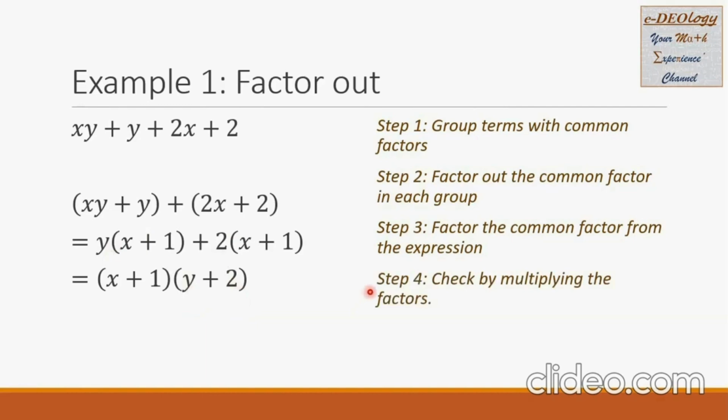In step 4, let us multiply the factors to check if our factors are correct. So x multiplied by y, I will get xy. x times 2, I will have 2x. And then 1 times y, we'll get back that y. And 1 times 2 is 2. So these factors are the correct answer.